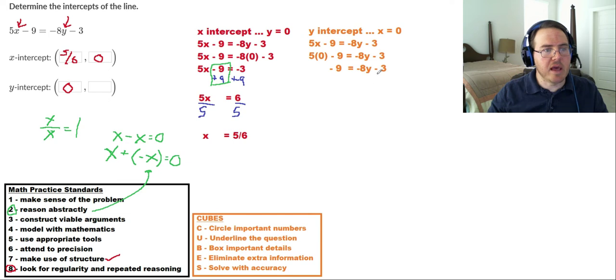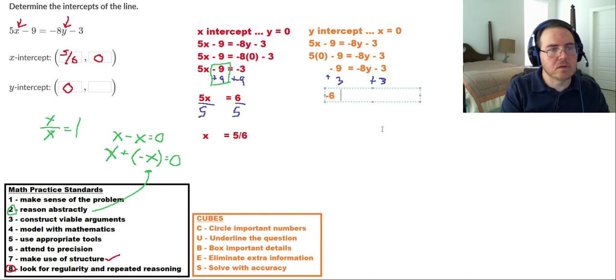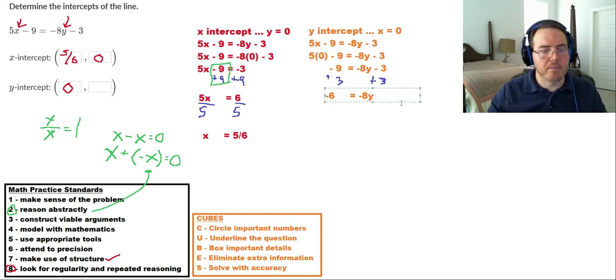Okay, so this time I'm going to add 3 to both sides, for the exact same reason I added 9 on the last problem. So this is going to give us negative 9 plus 3 is negative 6, and that'd be negative 8y. But since negative 3 plus 3 is 0, that's all I get. Now, the next step.